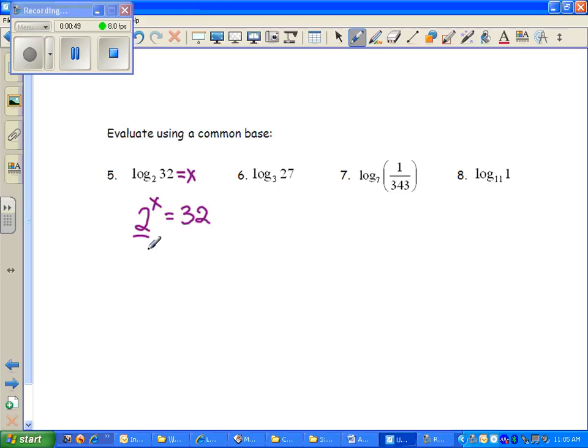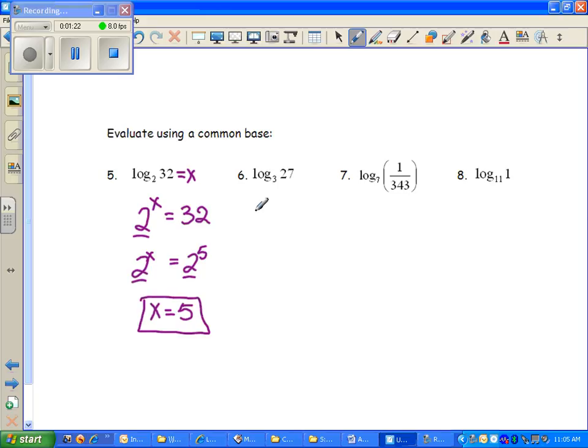So if you think about that, what could the exponent be for 32 so that we would have a base of 2? 32 is 2 to the 5th power. So I'm going to write 32 as 2 to the 5th power. On the left side, I have 2 to the power of x. Once you get your bases to be the same exact number, then you can focus only on the exponents. So here my exponents would be just x equals 5. And that's the solution to number 5.